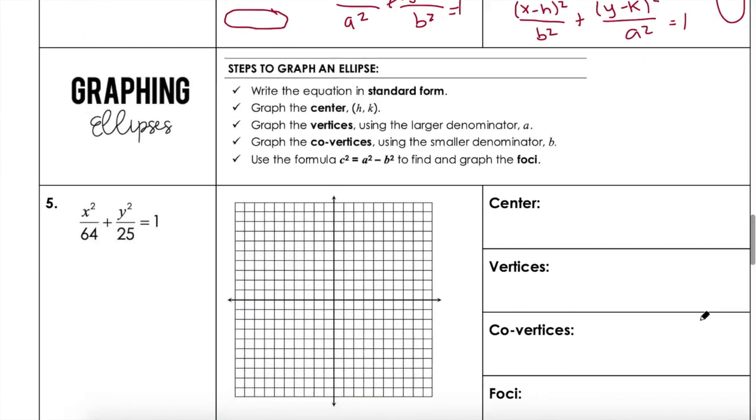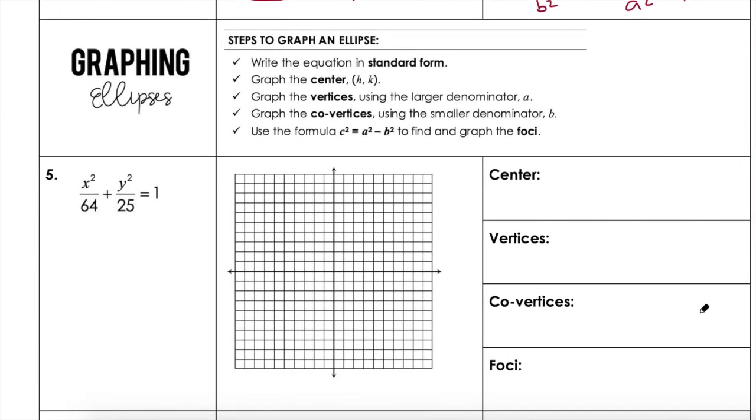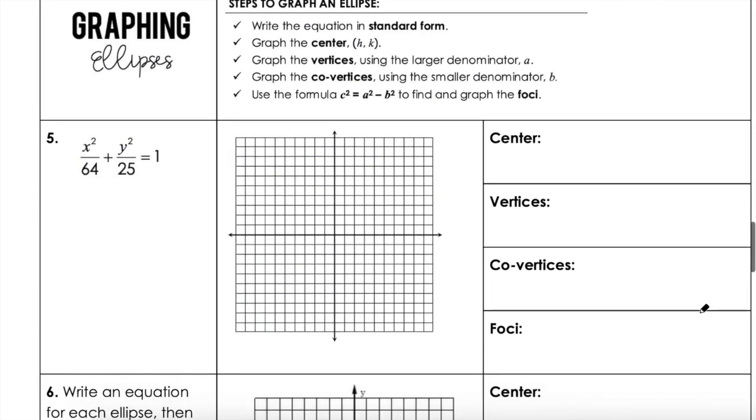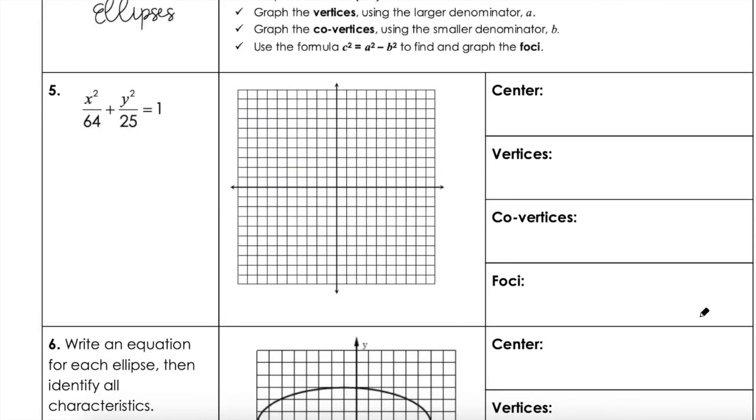Let's go ahead and look at how we are going to graph an ellipse. When graphing an ellipse, we want to start by writing the equation in standard form if it's not already. Then we want to locate the center, vertices, co-vertices, and the foci. Let's go ahead and look at example 5 to try that.